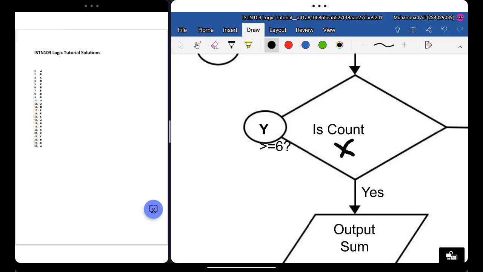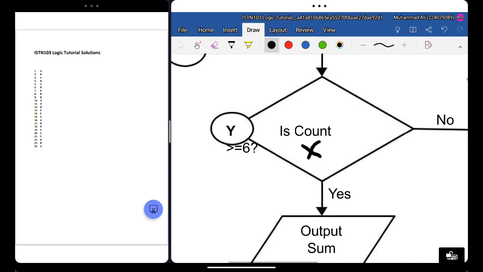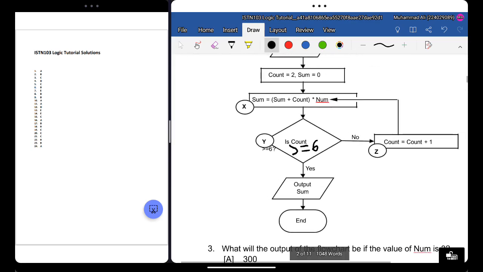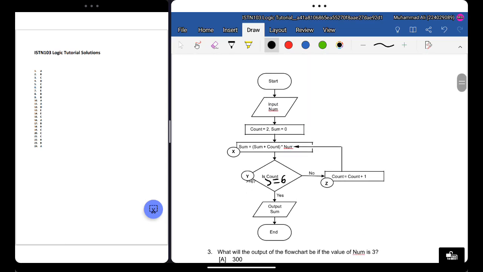Is it x? I don't know what symbol it is though. Is count greater than or equal to 6? Okay, so let me just write it over here. Okay, count greater than or equal to 6. Alrighty, so let's start, right? The way I start is very easy.